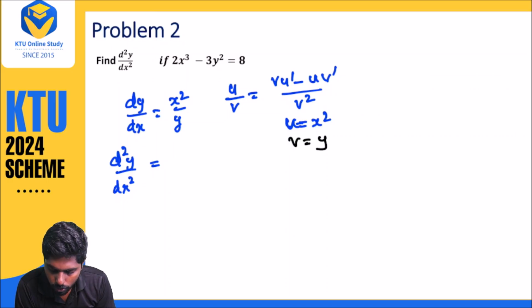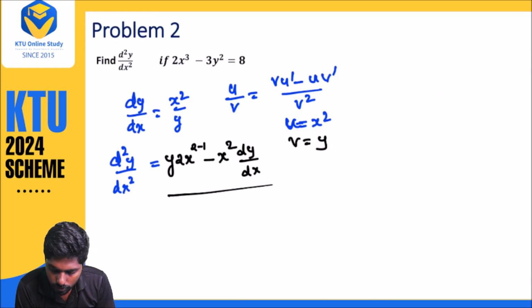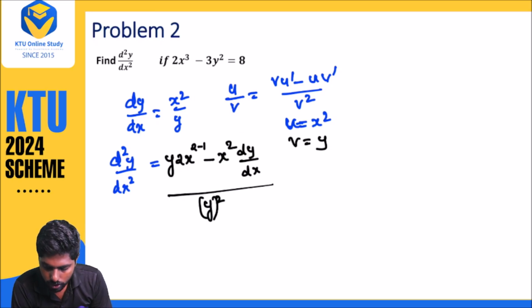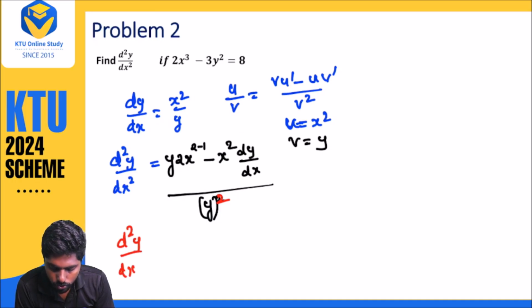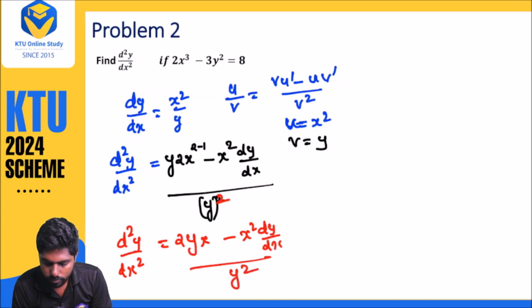So substituting in the formula, what will we be getting? What is v? v is y. What is u dash? That is nothing but 2x. So 2x, that is 2 minus 1 minus... what is u? u is nothing but x square. What is v dash? That is nothing but dy by dx divided by v square, that is y square. So now, what will we be getting for dy by dx the whole square? It is y into 2x minus x square into dy by dx, divided by y square.